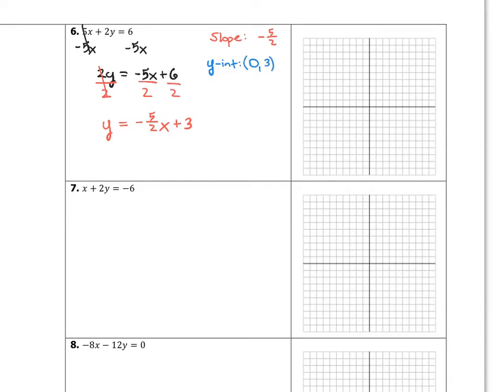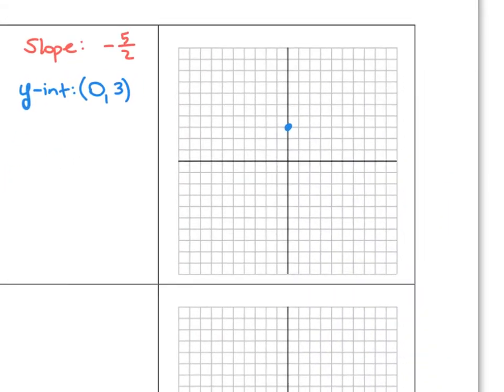So I plot the y-intercept, (0, 3), and then the slope is negative 5/2. I can go up 5 and left 2, or I can go down 5 and right 2. And there's my line.